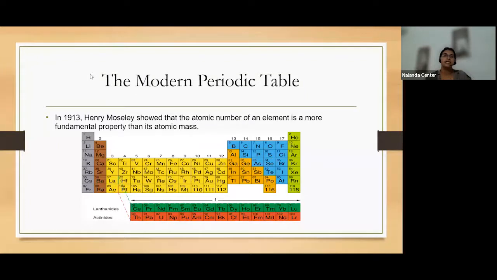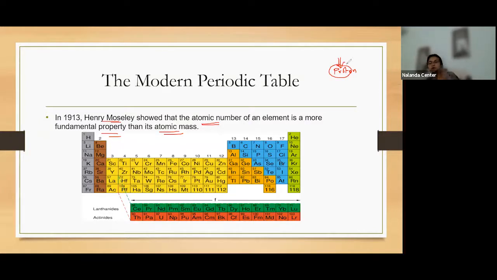Now coming to the last one, which is the modern periodic table. All right. So all the other three were based on atomic mass. What did Henry Moseley do? He told one of the most important things, which is that atomic number of an element is a more fundamental property than atomic mass. Atomic number means the number of protons which is present in the nucleus. Okay, atomic number is the number of protons which are present in the nucleus.